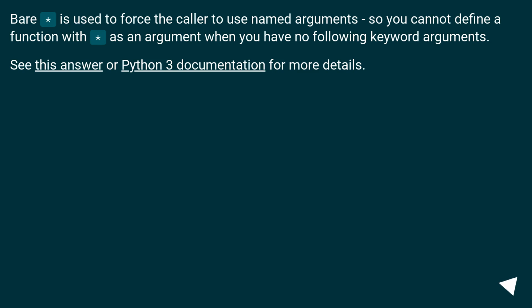Var asterisk is used to force the caller to use named arguments, so you cannot define a function with asterisk as an argument when you have no following keyword arguments. See this answer or Python 3 documentation for more details.